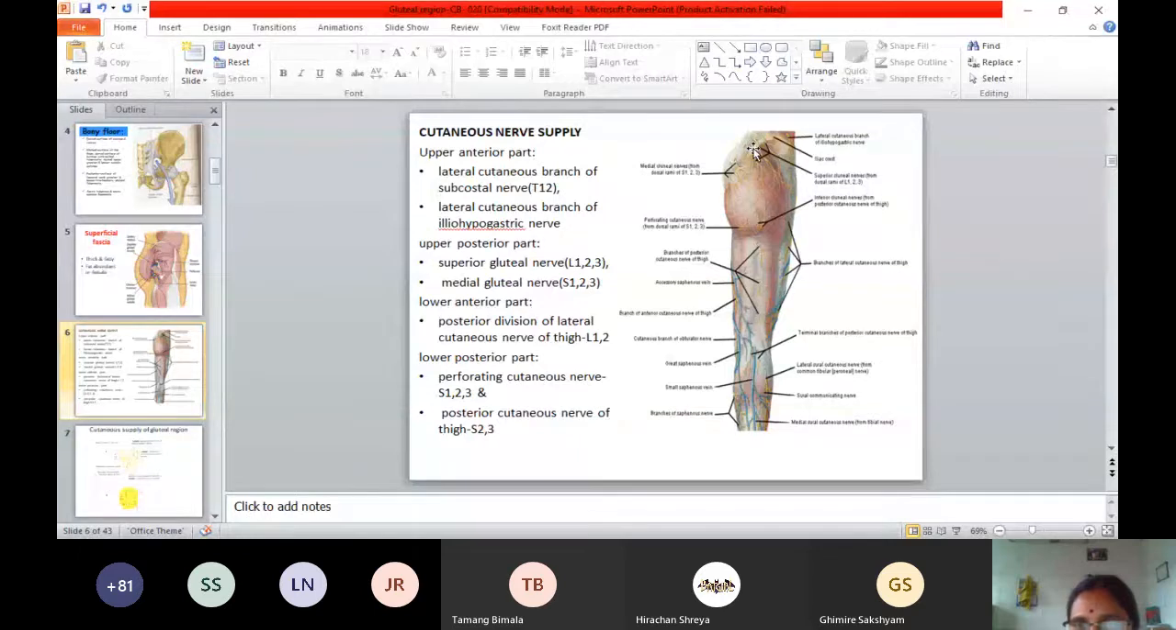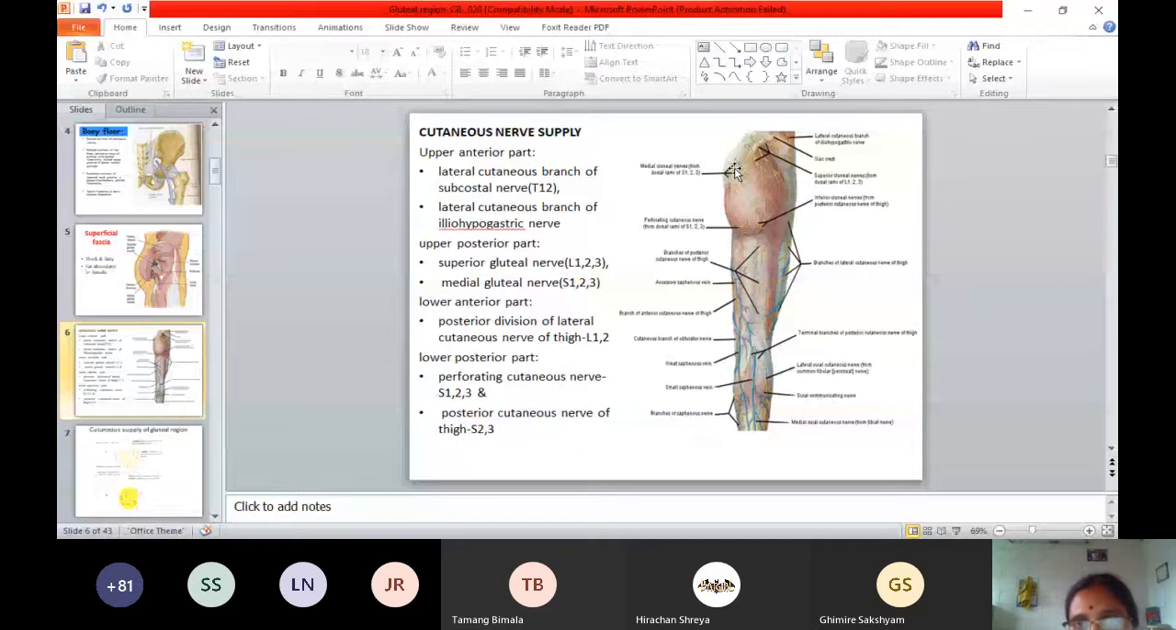Upper posterior part is innervated by 2 nerves. Upper means superior, and this is gluteal region. So what is the nerve? Superior gluteal nerve. And medial, this is medial side. You know the anatomical position. Yes, this is superior, this is inferior, this is lateral and anterior, this is medial. So this part is innervated by medial gluteal nerve. Here it is labeled as a cluneal nerve. Cluneal and gluteal, in the Latin, both mean buttock.